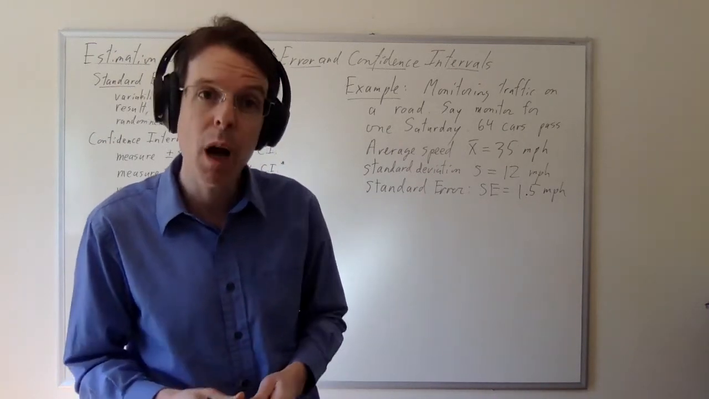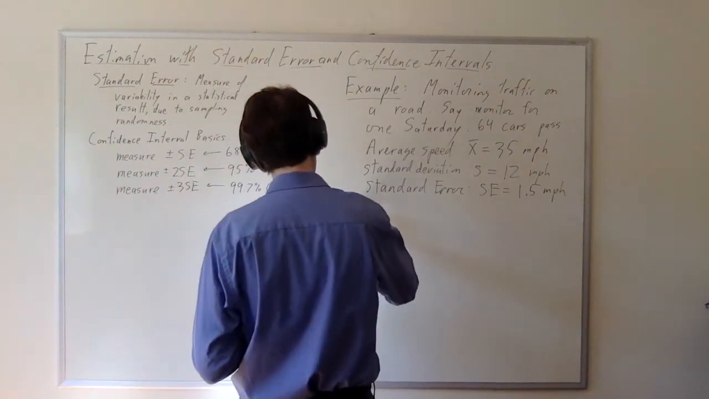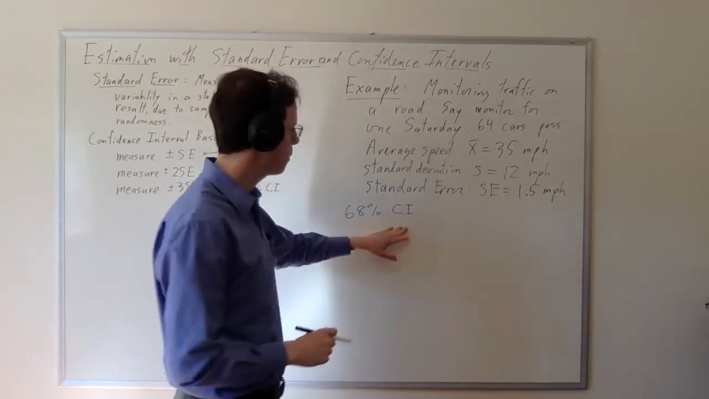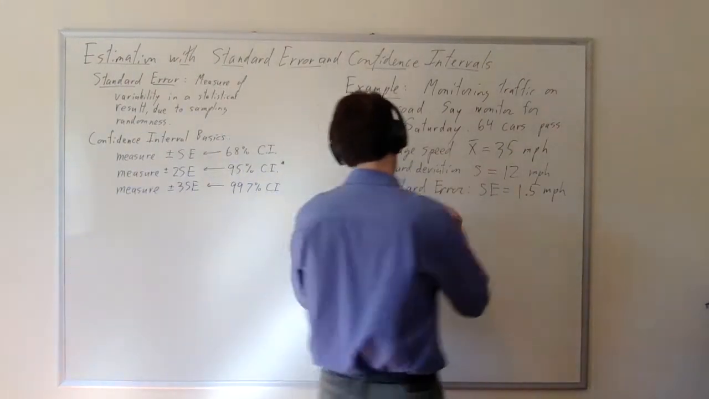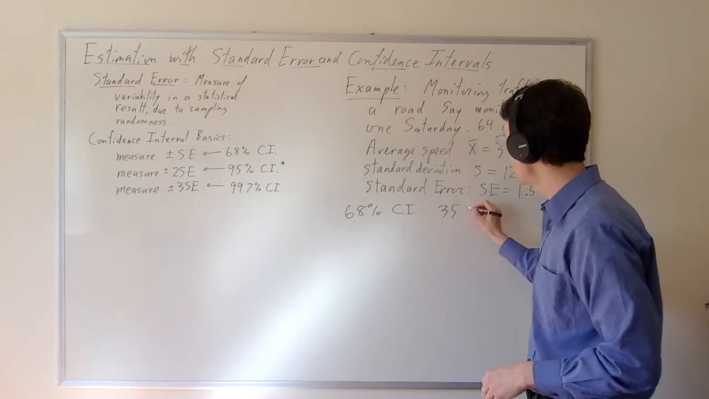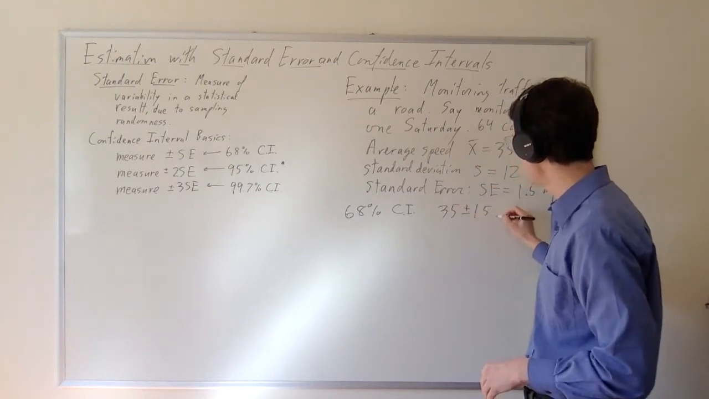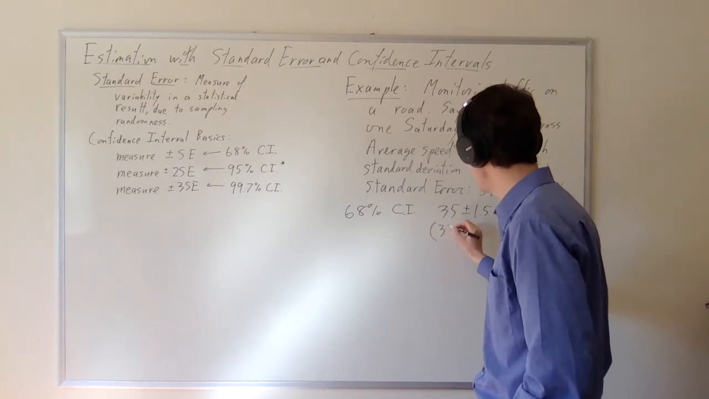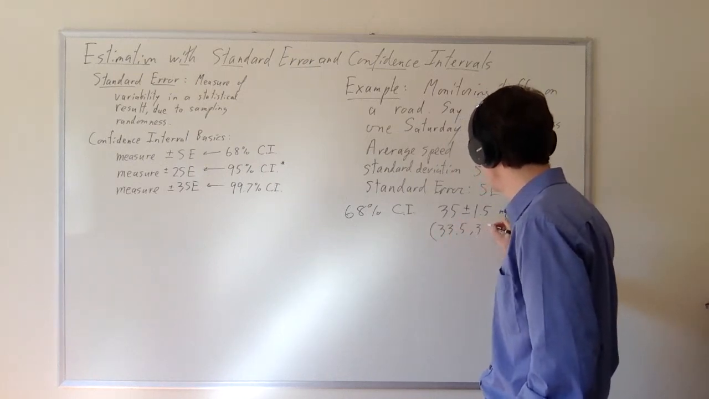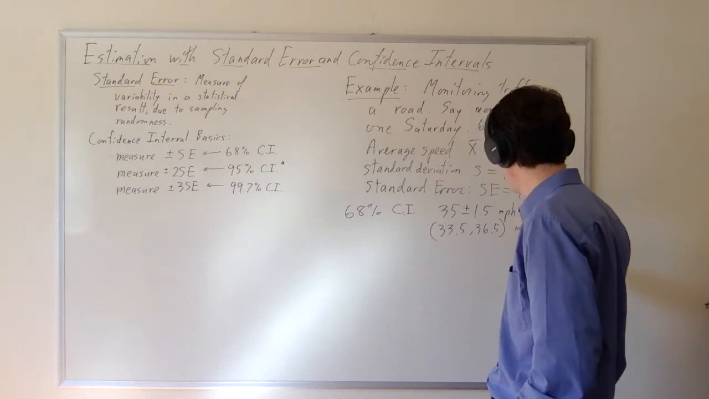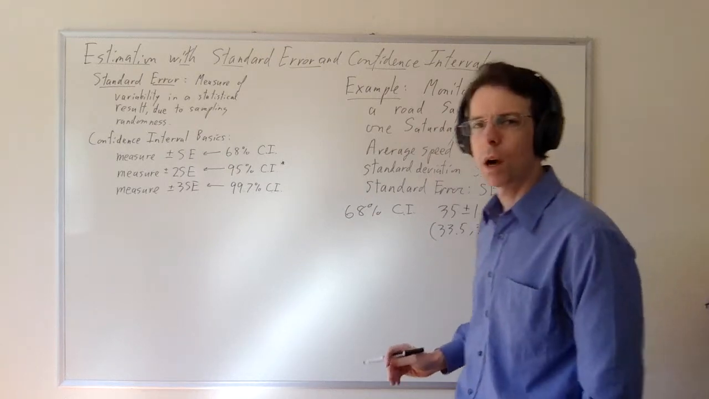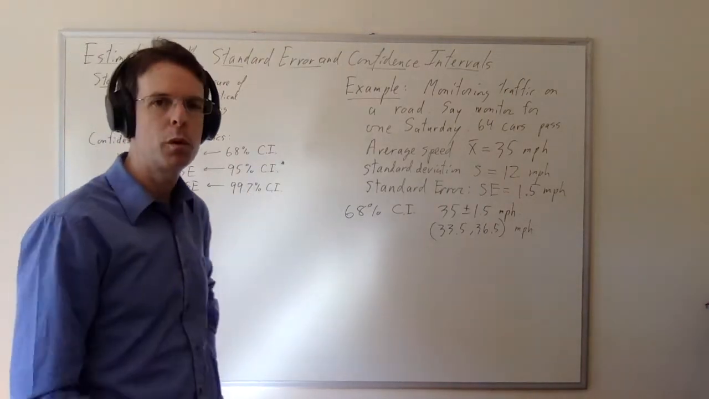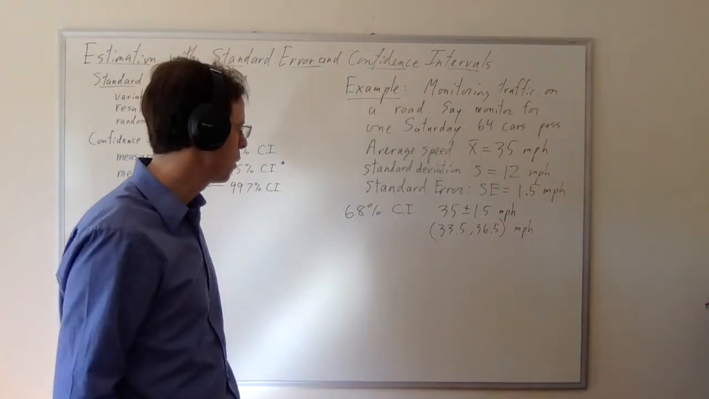And so let's build some confidence intervals, shall we? So, 68% confidence interval, I'm going to abbreviate CI. A 68% confidence interval for this problem would be 35 miles per hour plus or minus 1.5 miles per hour. And we could write that in interval notation: 33.5 to 36.5 miles per hour. So this would be a confidence interval here, going down 1.5 from the mean and going up 1.5 from the mean. That's a confidence interval for the mean.